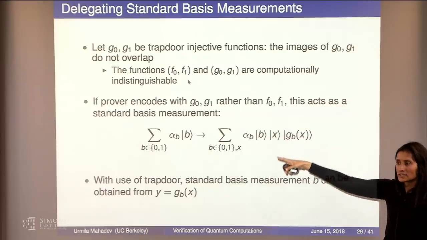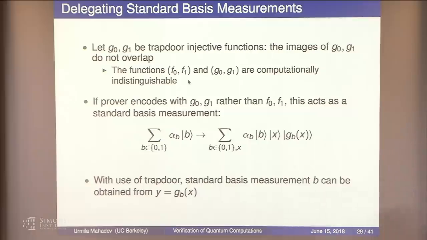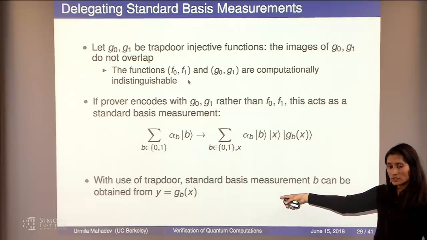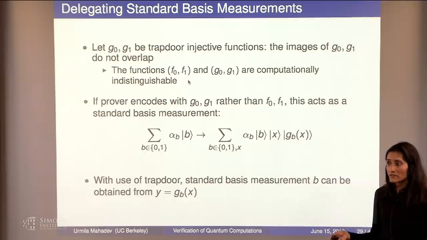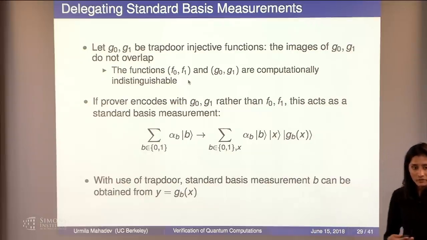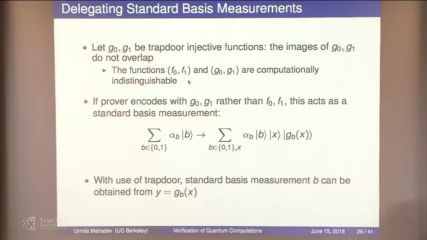So just applying this encoding results in a standard basis measurement, and the prover does not know that he did a standard basis measurement. And the important part here is that when he responds to the verifier with the image Y, the verifier can actually extract the standard basis measurement, because he can invert the function Y and determine whether the pre-image comes from G0 or G1.